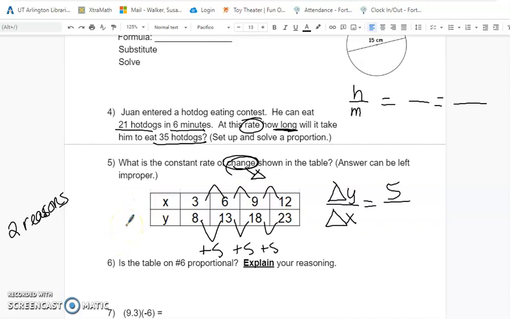Okay? So you will say the table is proportional because it has a constant rate of change and goes through 0, 0, or the table is not proportional, and I only need one reason, because it does not go through 0, 0. So show that up here, okay?